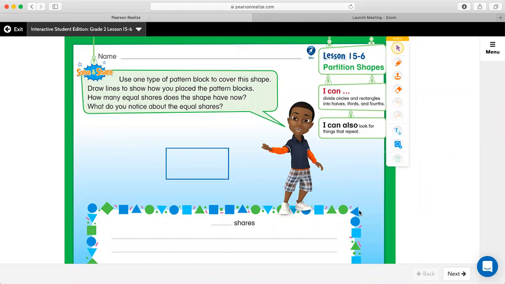Today we are going to be working on topic 15, lesson 6, which is all about partitioning of shapes. And so today we are going to be working on dividing shapes into different amounts, more specifically circles and rectangles. So your I can statement today is I can divide circles and rectangles into halves, thirds, and fourths.